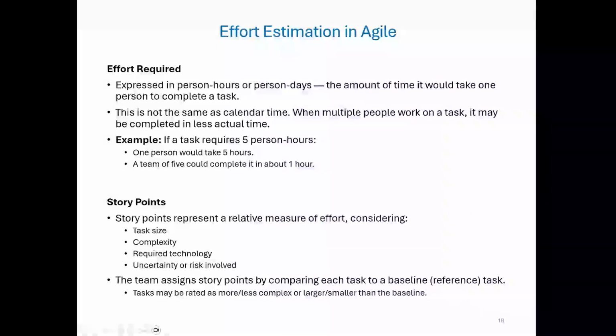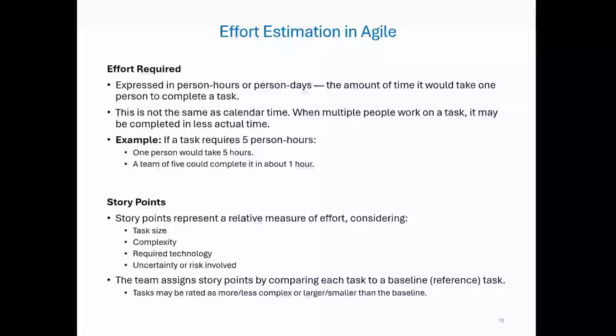When planning and managing sprints in agile development, we need to estimate how much work a task will require. This slide explains two common approaches: person hours and story points. So each has a different purpose and context. So effort required based on person hours or person days. This method measures actual working time, how long it would take one person to complete the task from start to finish. It is expressed in hours or days.